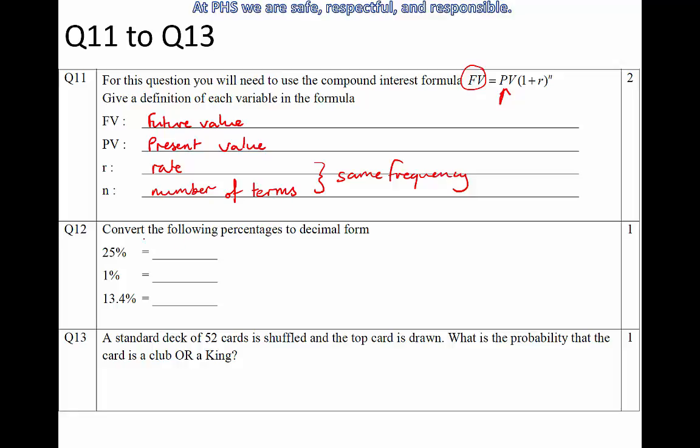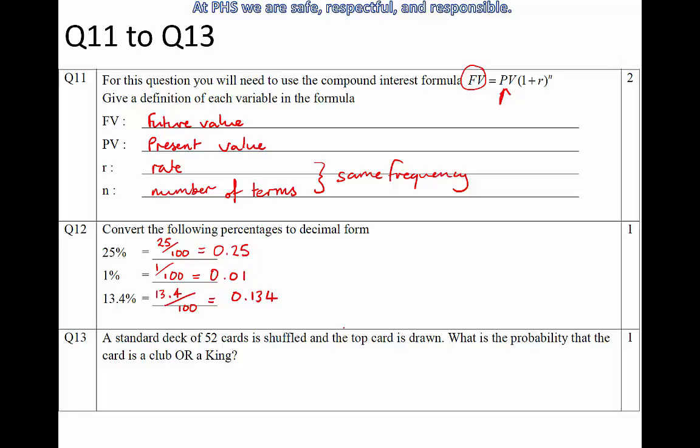Okay, so question 12, convert the following percentages to decimal form. So a percentage is a fraction out of 100. If I want to change 25% to a decimal, I'm going to do 25 divided by 100, and that will give me 0.25. So 1% is 1 out of 100. That would be 0.01. 13.4% out of 100 would give me 0.134.